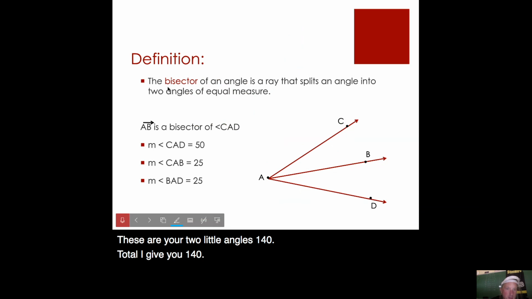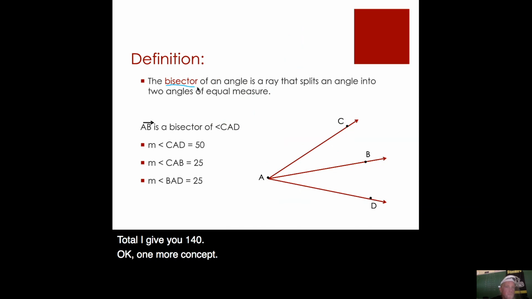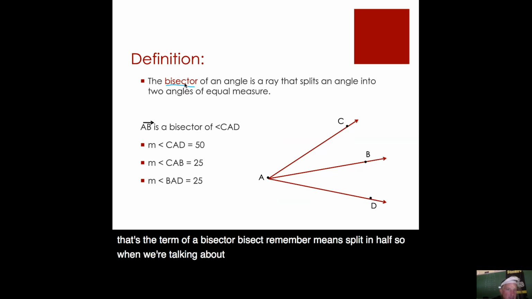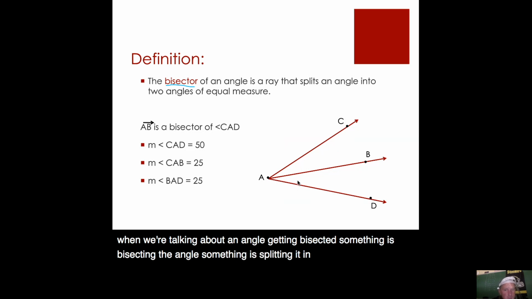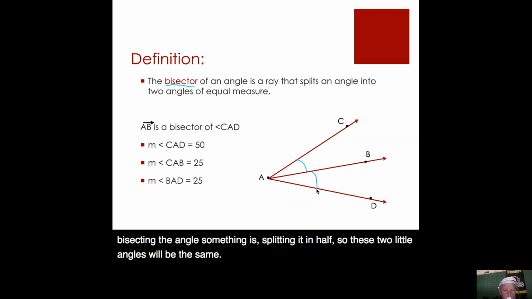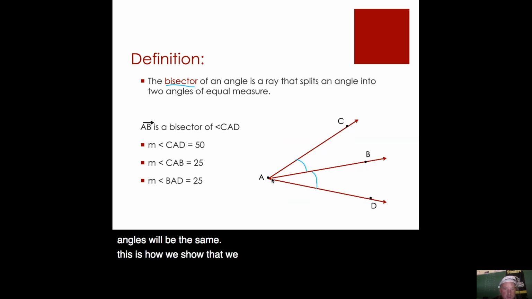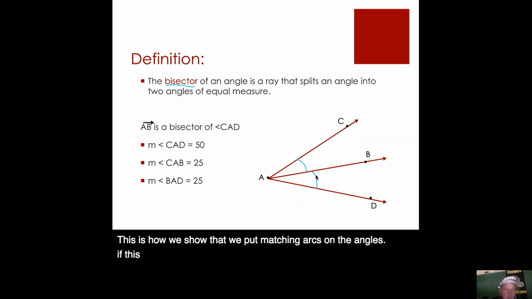Okay, one more concept. That's the term of a bisector. Bisect, remember, means split in half. So when we're talking about an angle getting bisected, something is bisecting the angle, something is splitting it in half. So these two little angles will be the same. This is how we show that. We put matching arcs on the angles. If this bisects the angle, these two little angles will be the same.